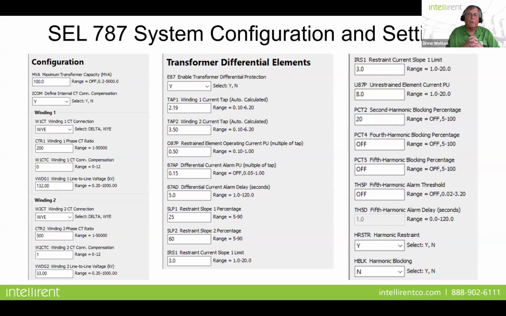Now let's go to the Schweitzer relay. And of course, these are becoming more and more common in the industry. Schweitzer's done a great job of developing the most modern protective relays you're going to find throughout the industry. But when we look at this right here, again, same identical settings. We're going to put in the MVA rating, how the transformer is connected, the CT ratios on the primary and the secondary windings. We're going to enable the differential protection.